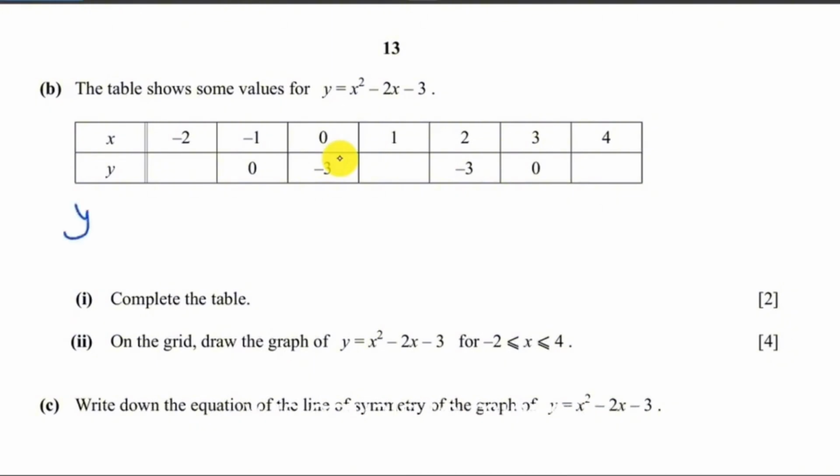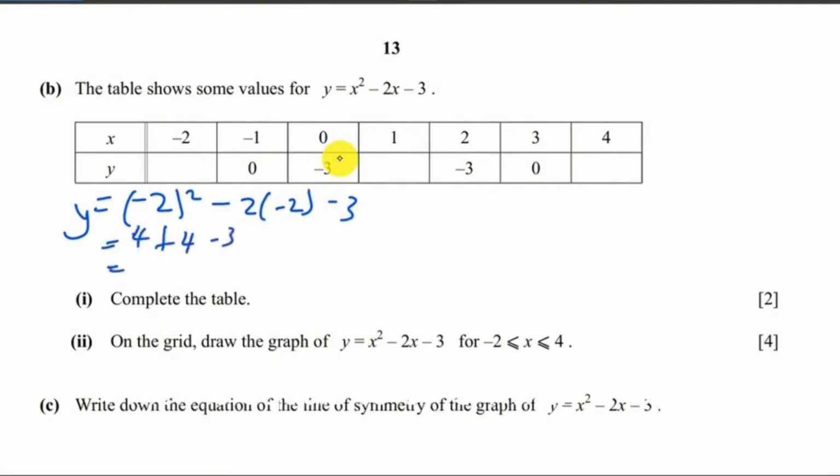y is equal to... we replace wherever there is x with minus 2. (-2) squared minus 2 bracket -2 minus 3, which is equal to: minus 2 squared is 4. Minus 2 times minus 2, that's another 4. Minus 3, which is equal to 8 minus 3, which is equal to 5. So at this point, it's 5.